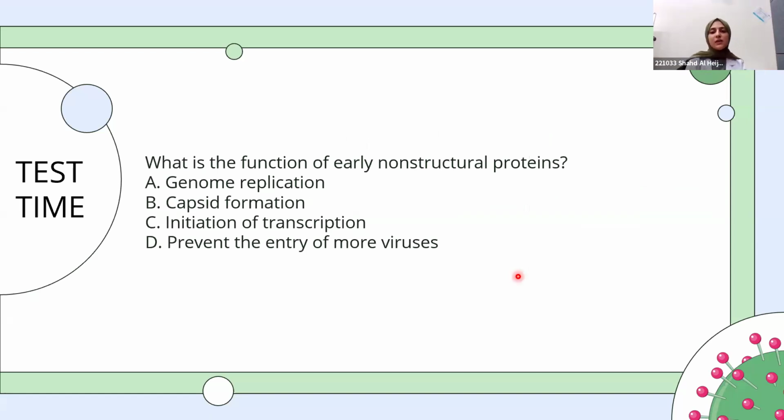What is the function of early non-structural proteins? This is a very easy question. It was in one of the previous batch exams. A or C. Early non-structural proteins will be used for genomic replication, basically. We said the immediate early proteins are for the initiation, the early proteins are for genomic replication, and the late are for capsid formation. But yes, most of you answered correctly. Early non-structural proteins are for genomic replication.